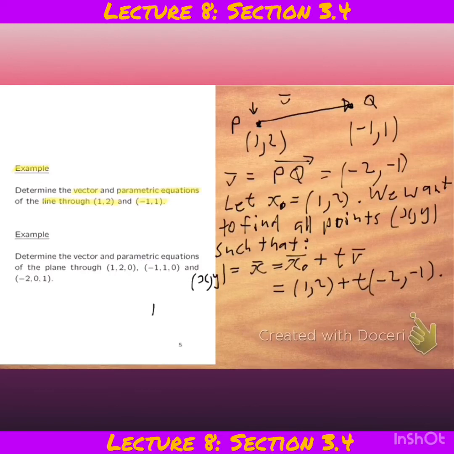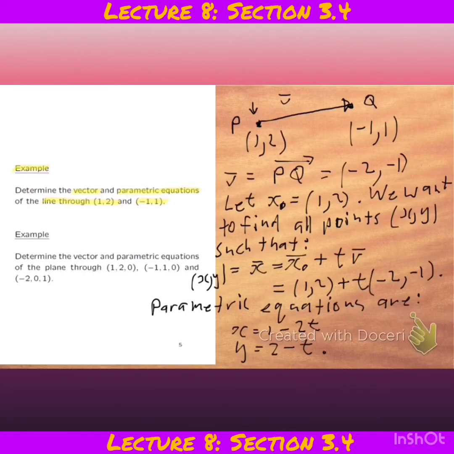Now the parametric equations are basically x is going to be 1 minus 2t, and y is going to be 2 minus t. So those are the parametric equations of the straight line that goes through both the points 1, 2, and -1, 1.